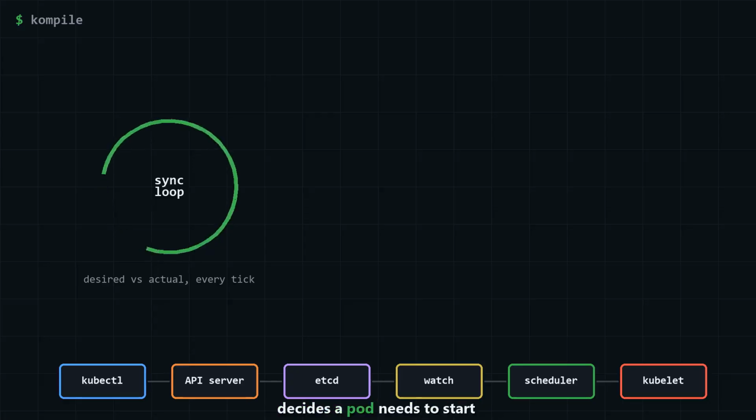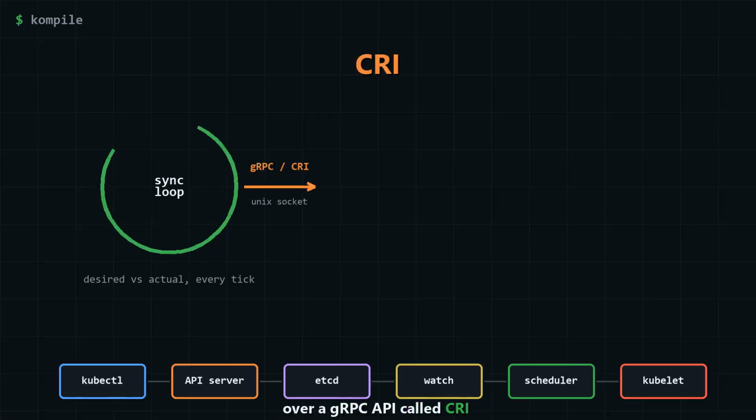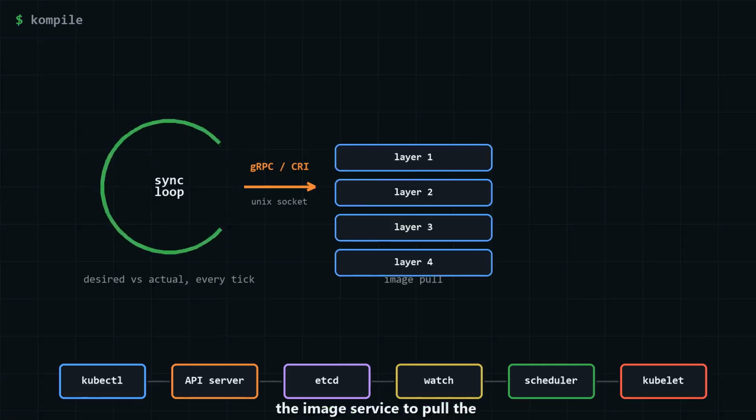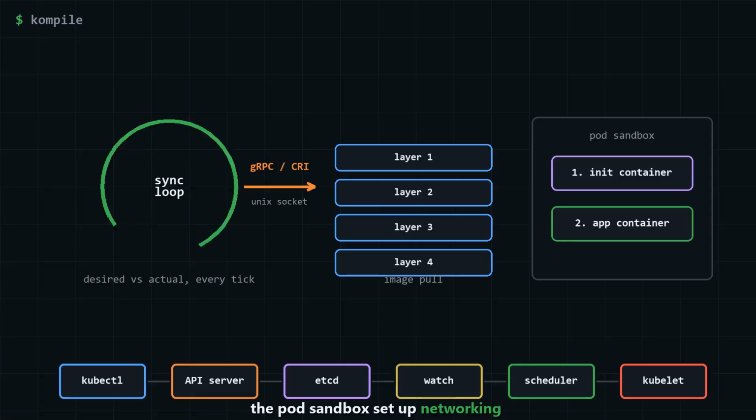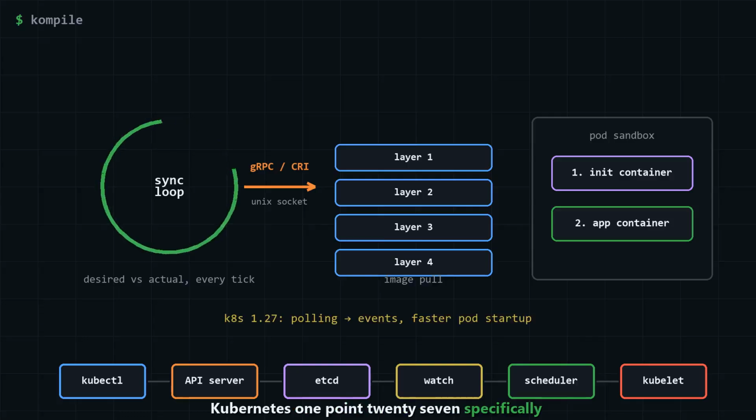When it decides a pod needs to start, it talks to the container runtime over a gRPC API called CRI, over a Unix socket, first asking the image service to pull the image if it is not cached, then the runtime service to build the pod sandbox, set up networking, and start the containers in order, init containers before app containers. This path has gotten real engineering attention. Kubernetes 1.27 specifically shipped changes to stop the kubelet from polling the container runtime for status and switch to event-based updates instead, specifically to cut pod startup latency.